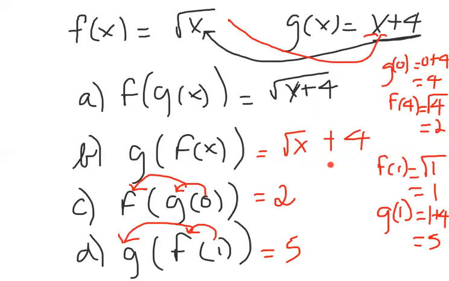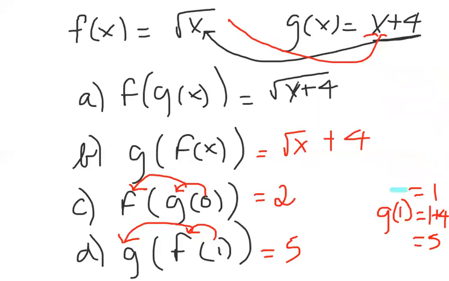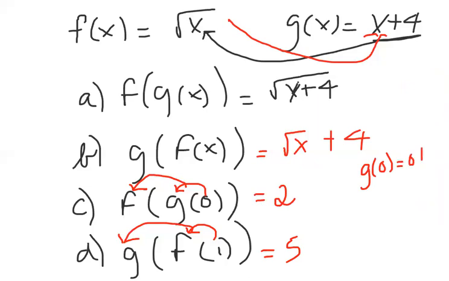I lost you in the middle of letter C. I got to the g of 0 equals 0 plus 4, and I got that 4 makes sense. Right? And then after that, I completely lost you. Okay, so now once you get the 4, you go into the f function and plug it in. So you do g of 0, which is 0 plus 4, like you said, you got 4. So this 4 becomes the input for the f function. So you go into f and you plug it in for x and work it out to get your 2.